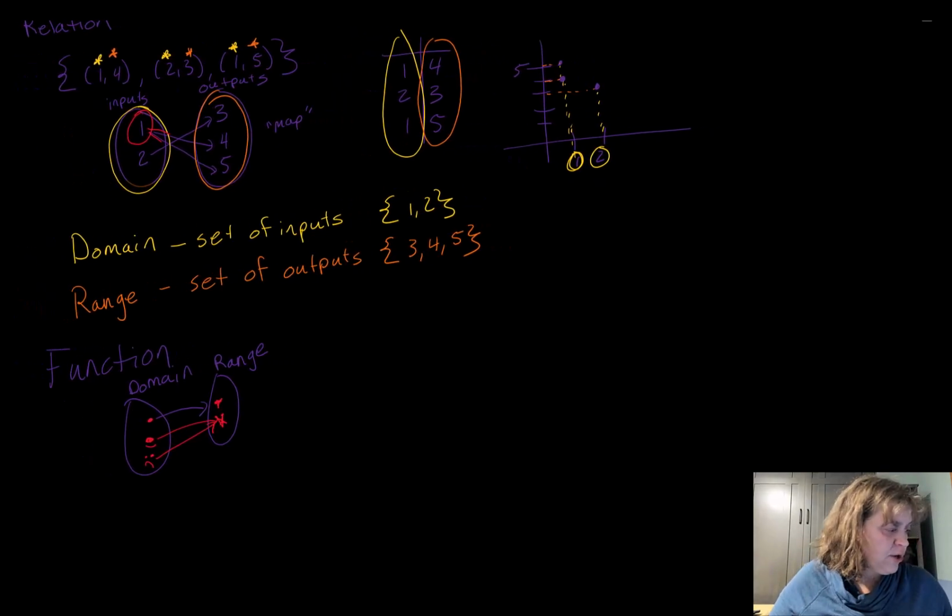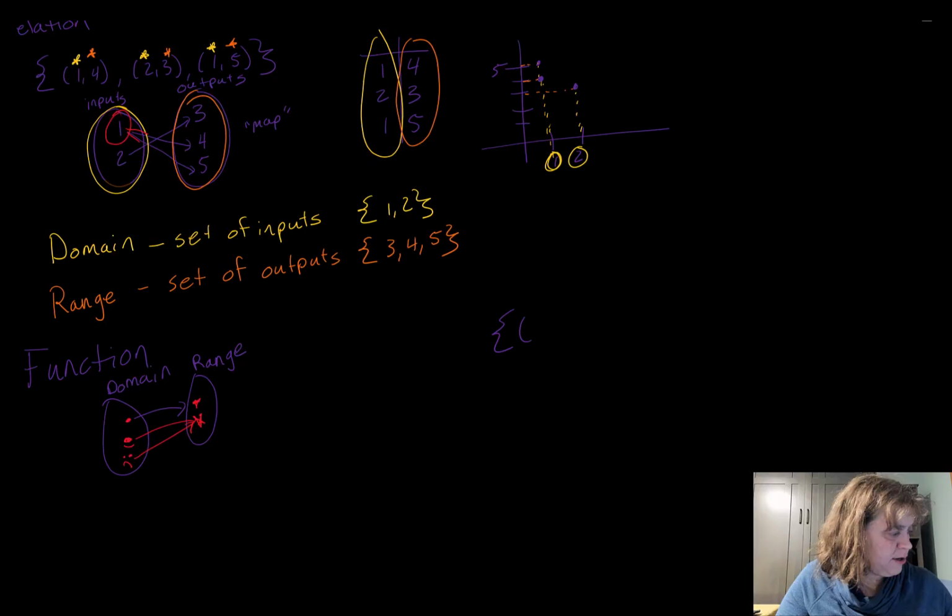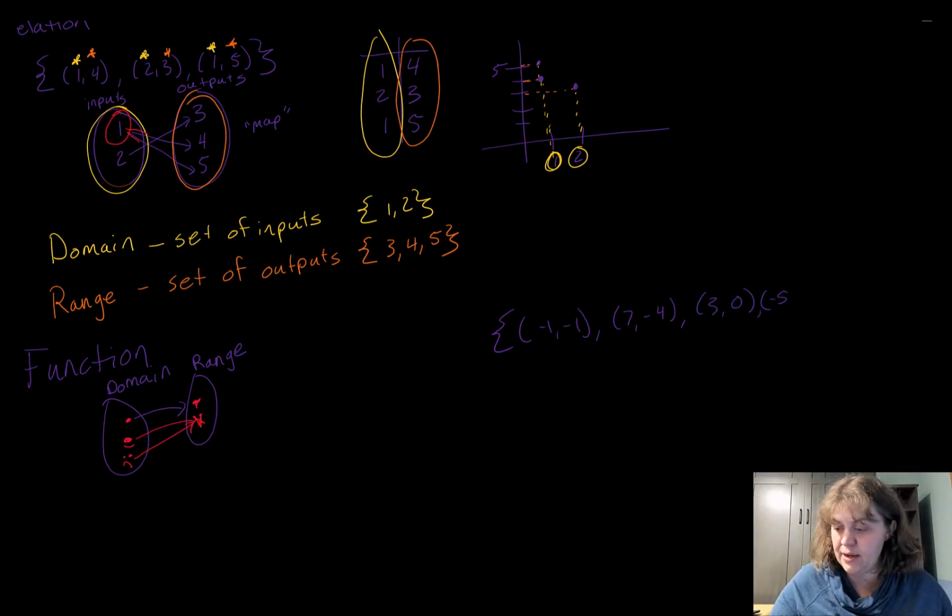All right, so let's look at finding the domain and range of various relations, and also determining whether or not it is a function. You guys have it already on your paper, which is great, grand, and glorious. I, however, do not. So let's start looking at some examples. The first example you had was a set of ordered pairs. We've got -1, -1. We've got 7, -4. We've got 3, 0. And last but not least, we have -5, -1. All right, so there's my thing.